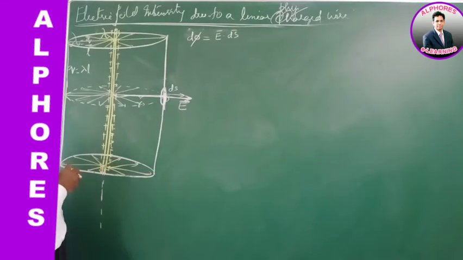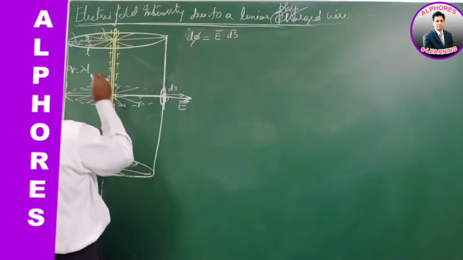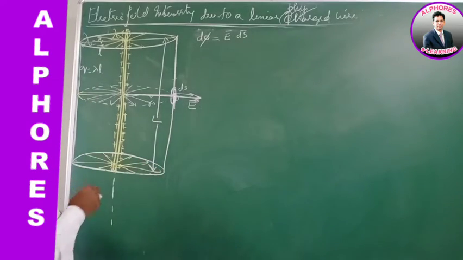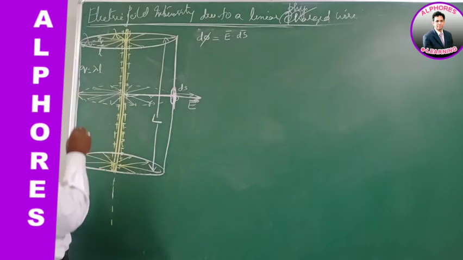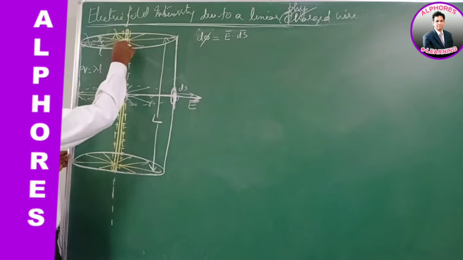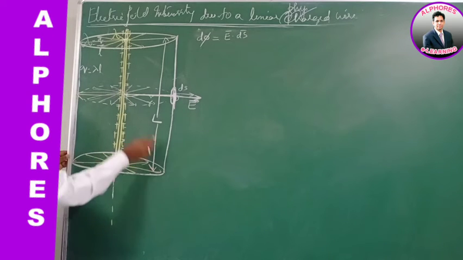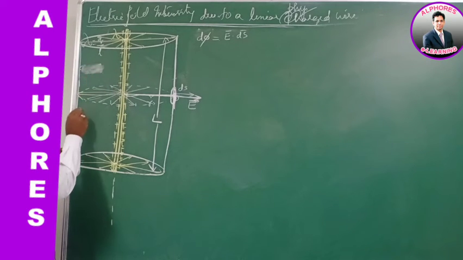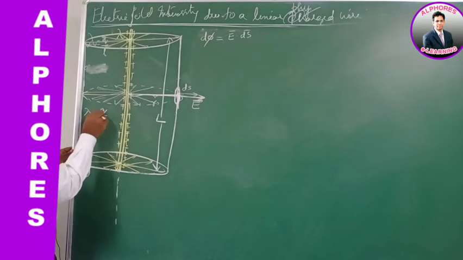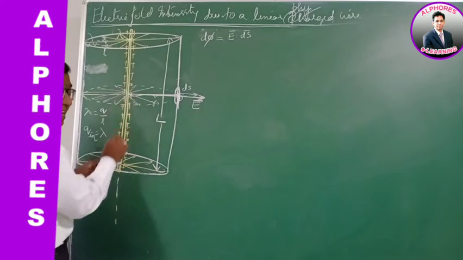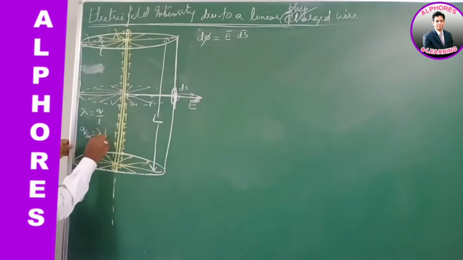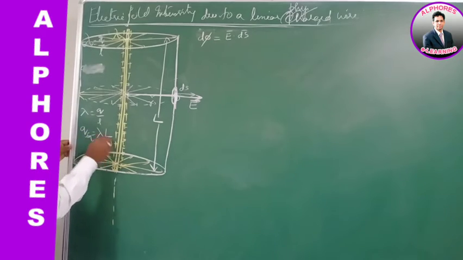So this is a Gaussian surface of radius r, and let the length of the Gaussian surface be capital L. Then the amount of charge enclosed inside this Gaussian surface, according to the definition of linear charge density, lambda is Q by L. So the charge enclosed inside the Gaussian surface, Q inside, is lambda into the length of the conductor inside the Gaussian surface. So the charge inside is lambda L, equation 1.